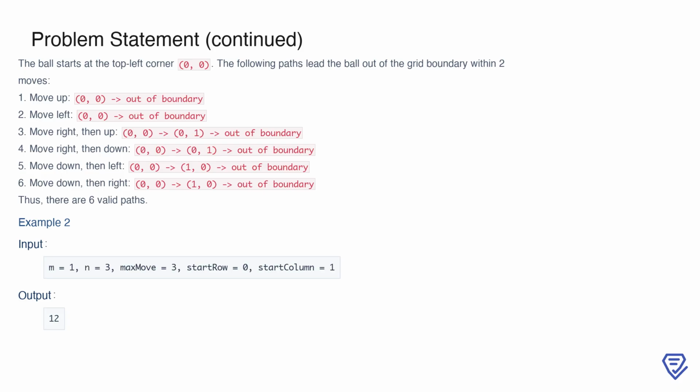Now, let's analyze the first example further. Starting at 0, 0, the ball can move in several directions. For instance, moving up or left immediately takes the ball out of the grid boundary, resulting in 2 valid paths. Additionally, the ball can move right to 0, 1, and then either up or down, or it can move down to 1, 0, and then either left or right, resulting in 4 more valid paths. In total, there are 6 paths that allow the ball to exit the grid boundary within 2 moves. The final output for this example is therefore 6.